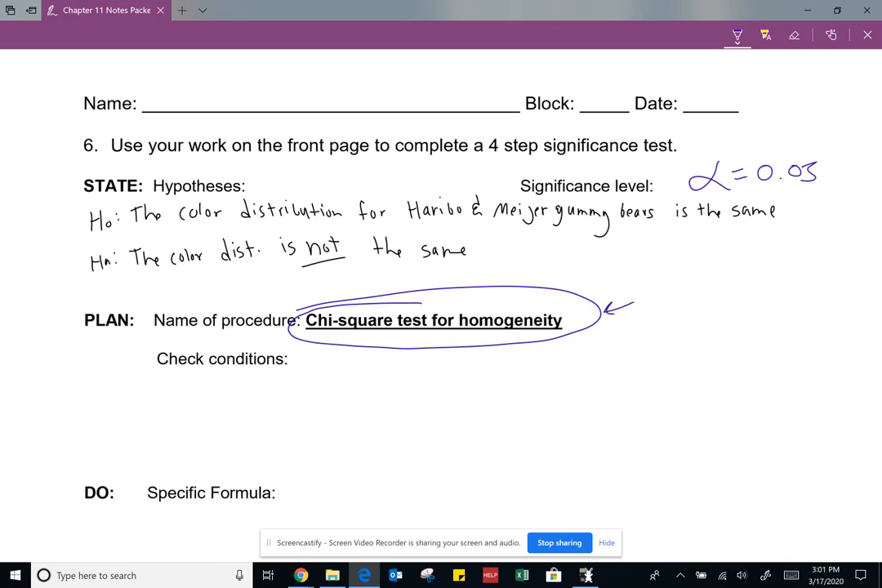Let's go ahead and figure out what our conditions are. These will follow suit with what the last conditions were. We don't need to check for independence, but we do need to check for random sampling. So we'd say we randomly selected the gummy bears, even though I know we didn't do that, but our last class did.